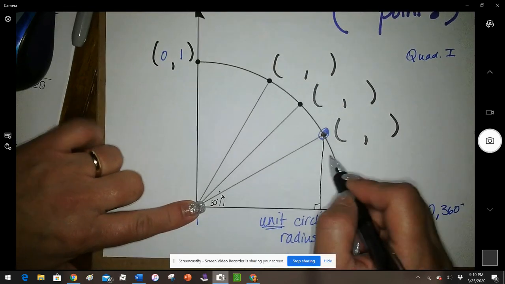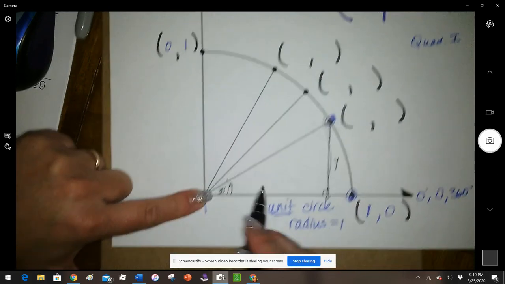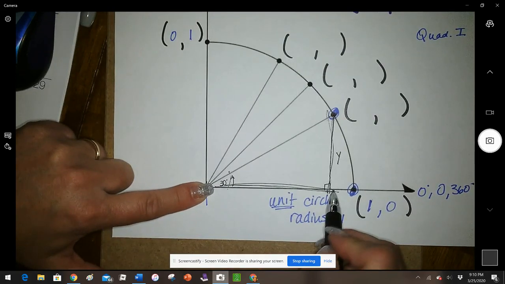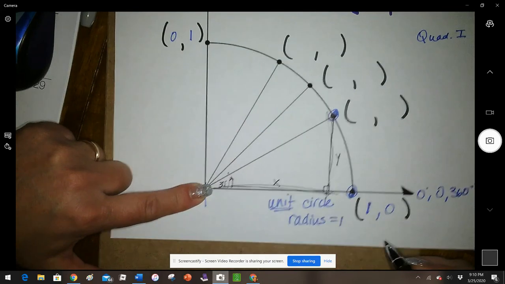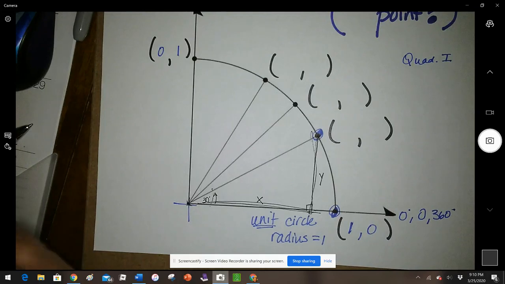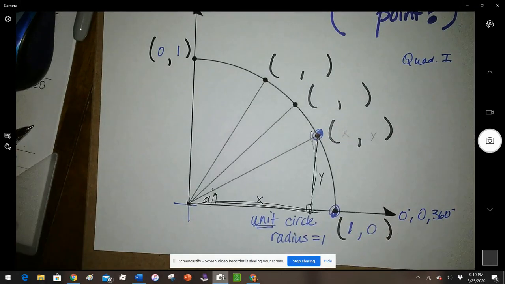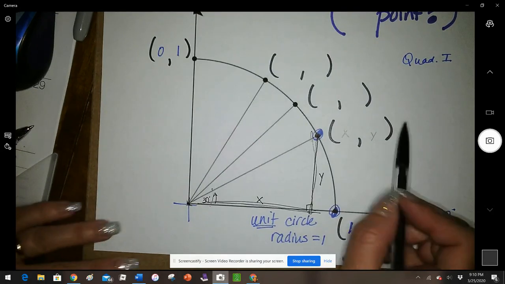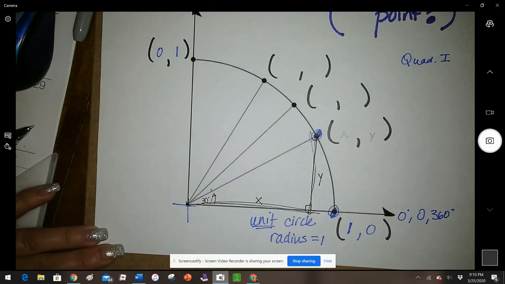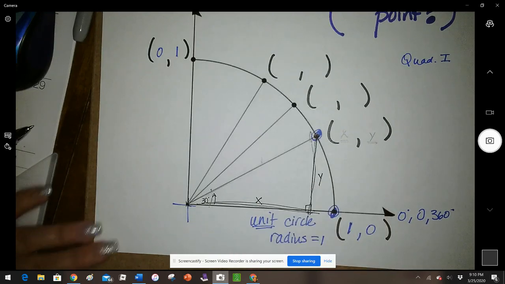And so this length right here is our y length. This length right here on the x-axis, that is the x length. And so this is our x and our y. But if I use right triangle trig to get me there, so that I know exactly what these numbers are in relation to the fact that this hypotenuse is just a 1, then I can do that.